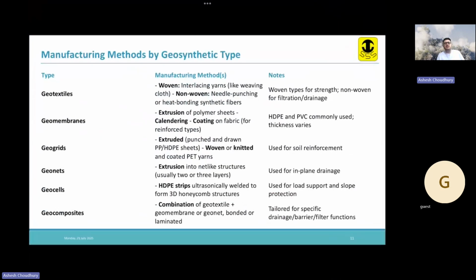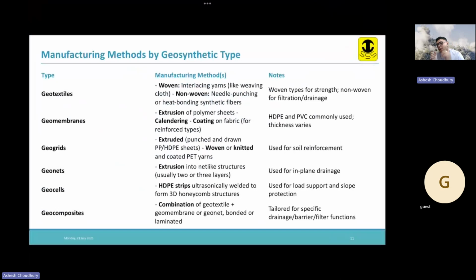So woven geotextile is made of interlacing yarn. Yarns means the threads that you're using. You interlace these yarns like this, forming a net-like interlacing, and from that you get the woven geotextile. For non-woven geotextile, we have some threads and we punch them together, or heat bond synthetic fibers to form the heat-bonded non-woven geotextile. So these are the two types of geotextile.